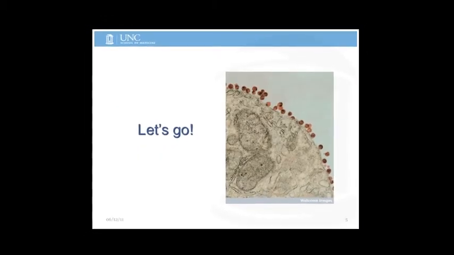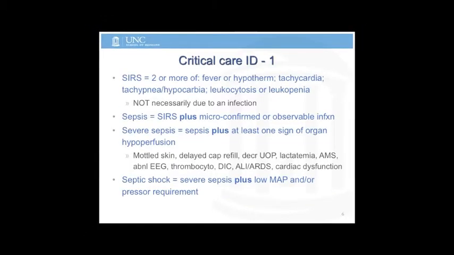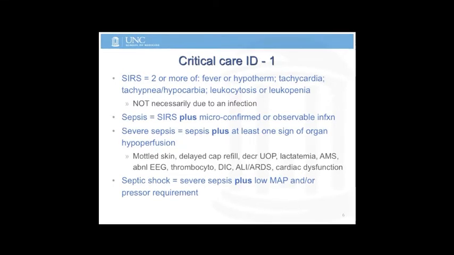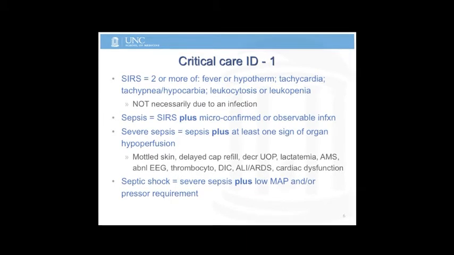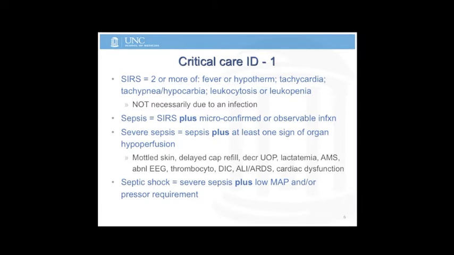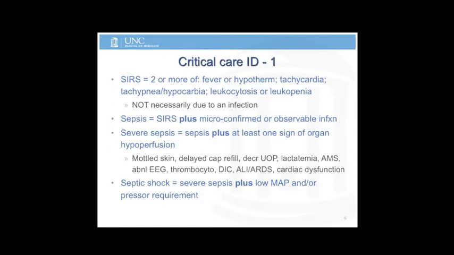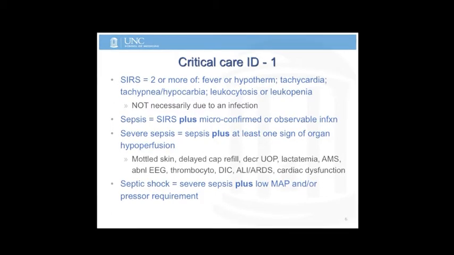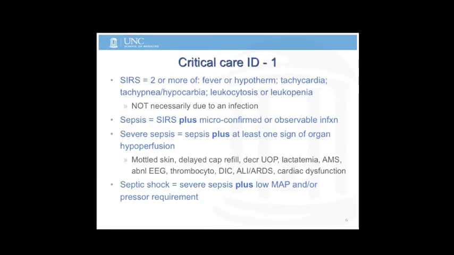Okay, let's go. So critical care ID. Just remember the definitions of SIRS, sepsis, severe sepsis, and shock. SIRS is 2 or more of fever or hypothermia, tachycardia, tachypnea or hypocapnia, leukocytosis or leukopenia. It is not necessarily related to an infection. So you can get that from connective tissue disorders. You can get it from all kinds of different things. That does not necessarily mean that the patient is septic.